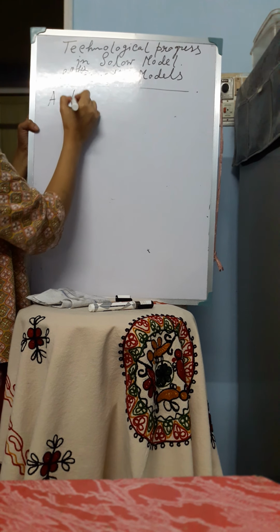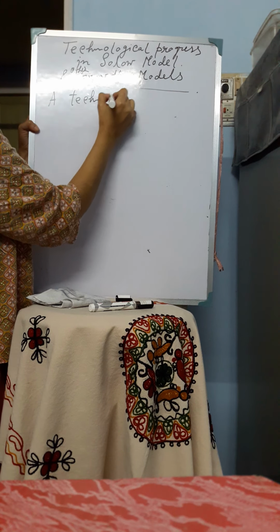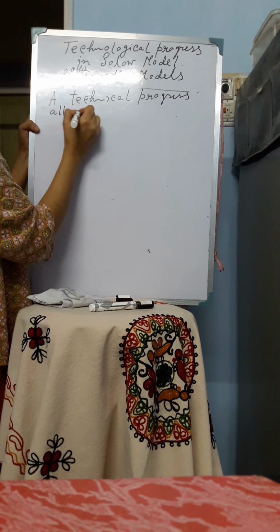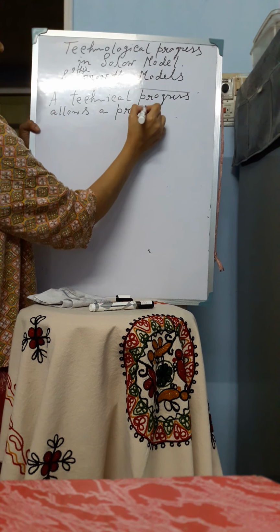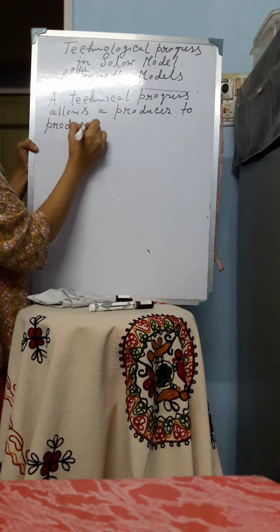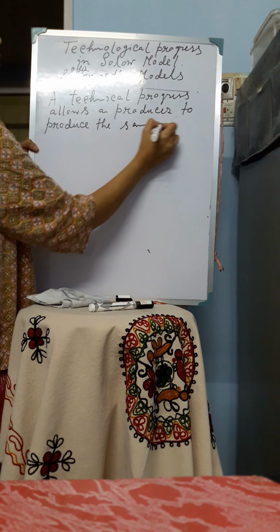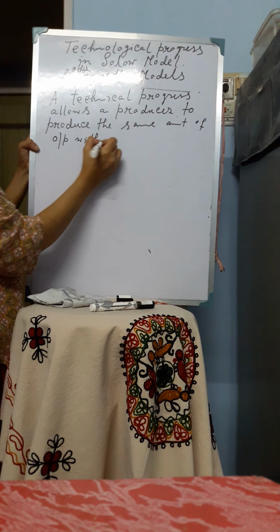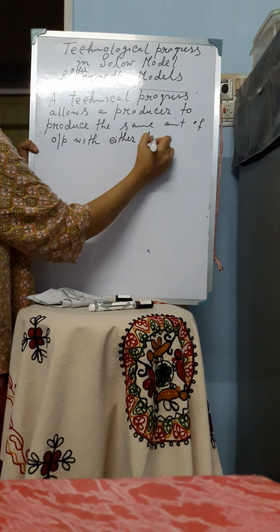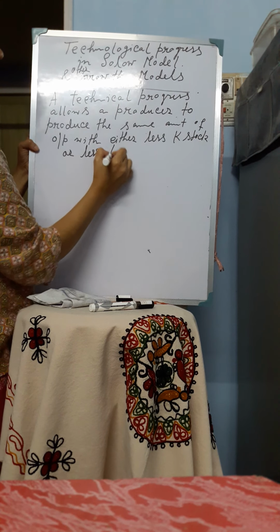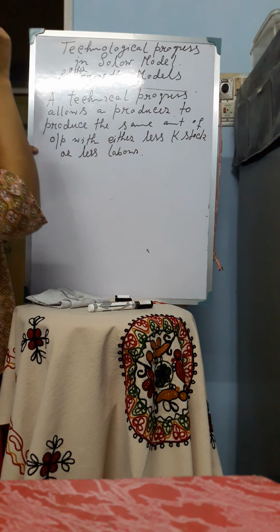Now what is a technical progress? A technological progress allows a producer to produce the same amount of output with either less capital stock or less labor force.